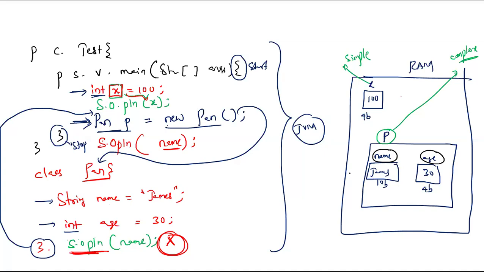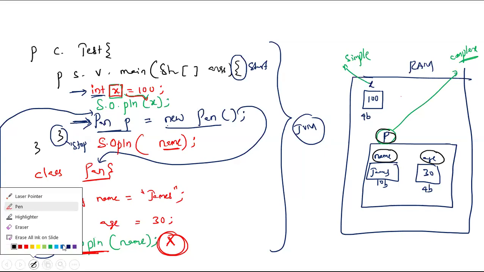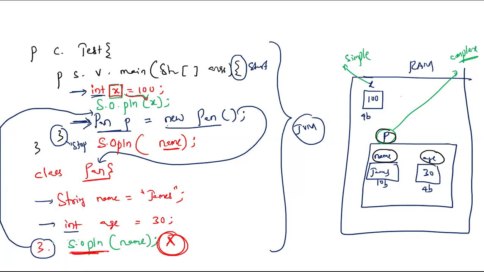What is the reference? P is the reference name. So without using this P, it's never possible to access the data which is present inside the object. That's why, what should we write? For accessing simple data, use the variable name directly. We are using X as a variable name.